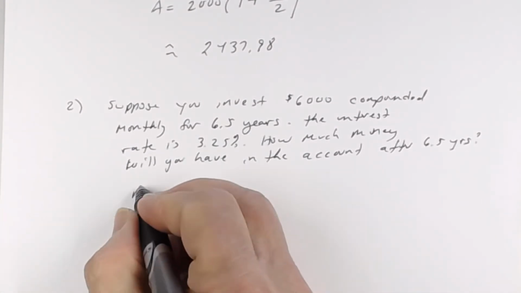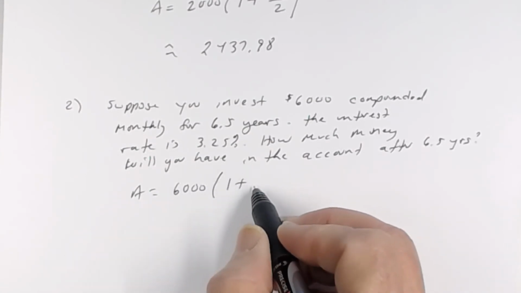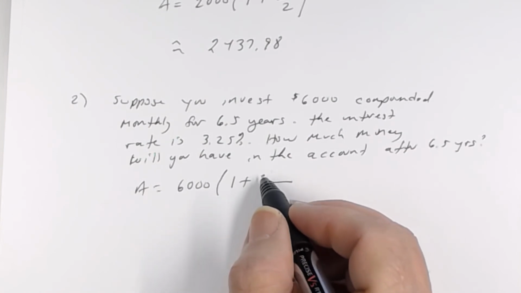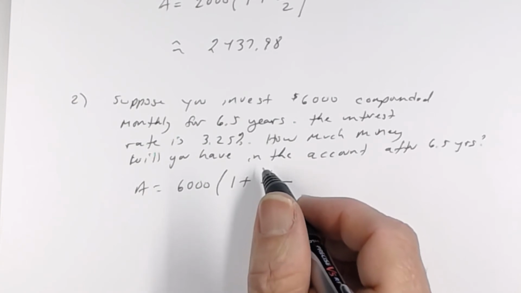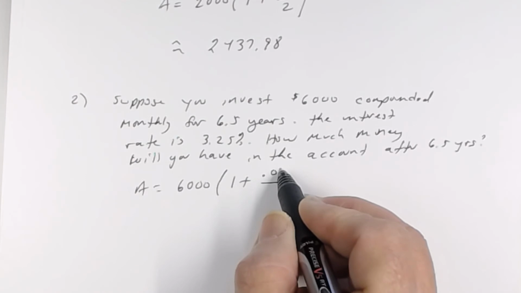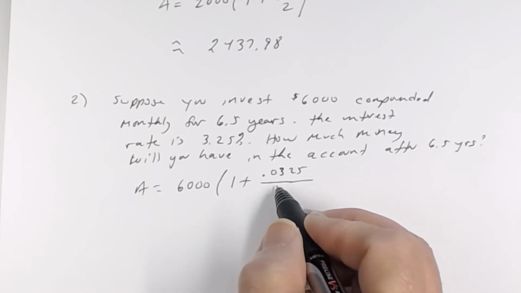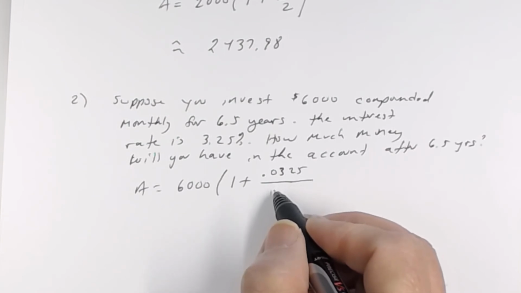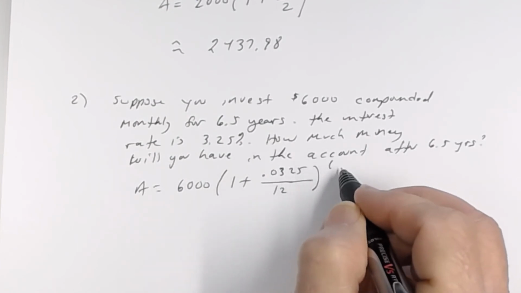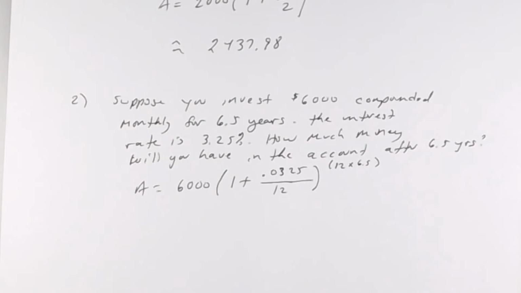Okay? So A equals, what's P? 6,000 times 1 plus R. The rate's 3.25%, but you have to write it as a decimal. You've got to remember how to change a percent to a decimal: move the decimal point 2 places to the left. So 3.25% is 0.0325, right? Divided by n. What's n in this case? How many times is it being compounded a year? 12. Raised to, in parentheses, n times t. What's t? 6.5.